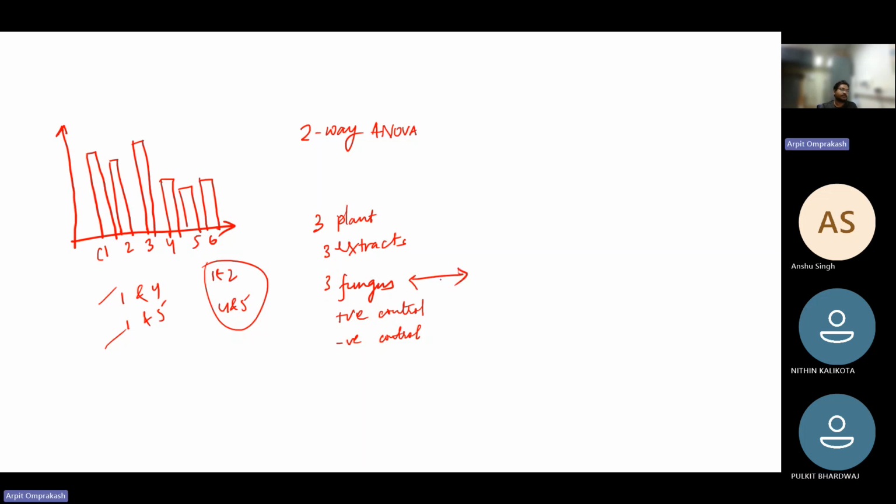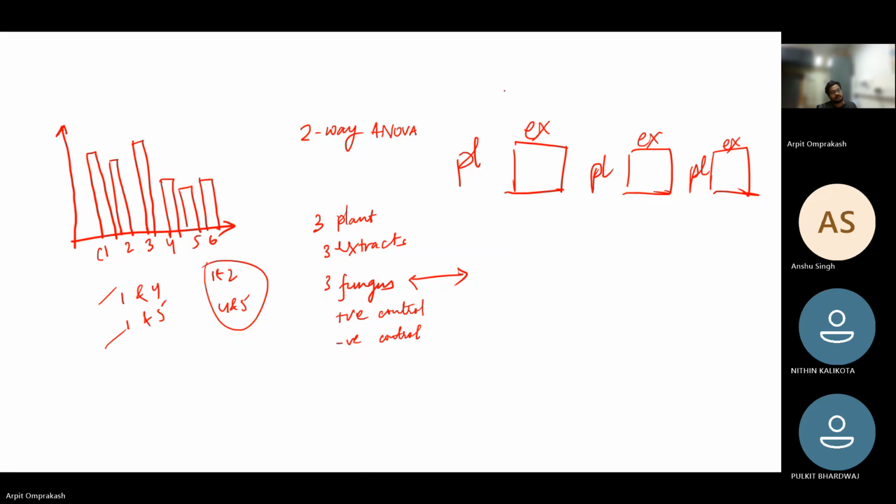So for the discussion part of this, take these differently, since you're not interested in the interaction between all the three fungus. So for fungus one, you do a two-way ANOVA between plant and extract. For fungus two, you do another two-way ANOVA between plant and extract. And for fungus three, you do another between plant and extract.